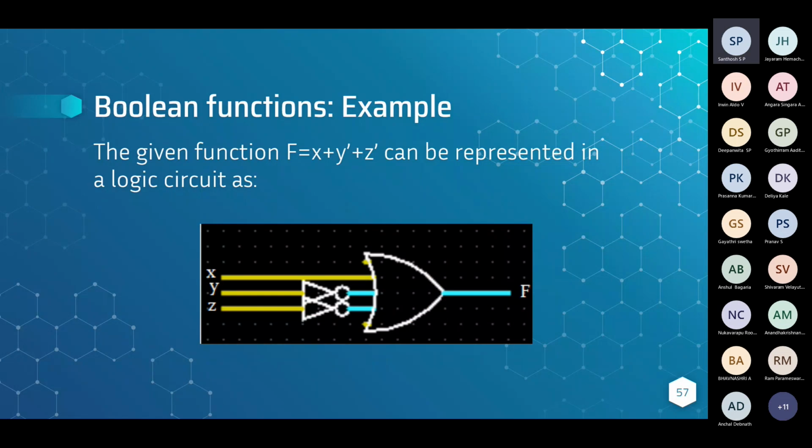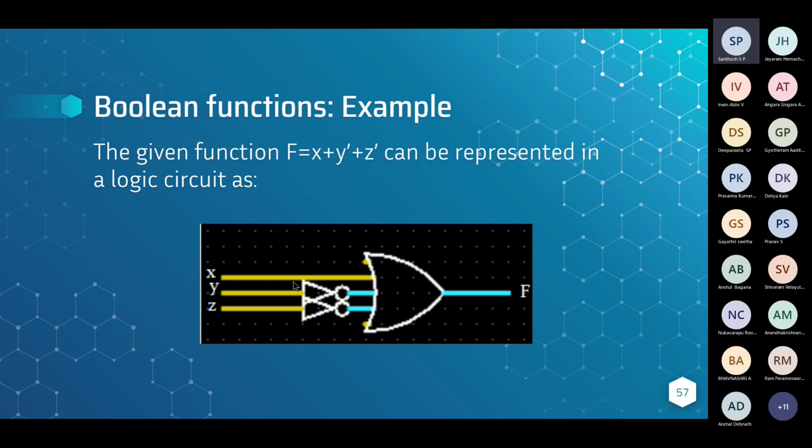Okay, so now we'll talk about how to represent this as a logic circuit. So here we can see we have a three input OR gate. From the function, we can see that we are clearly dealing with the complements of y and z. We are not dealing with y's and z's. We are dealing with y dash and z dash.